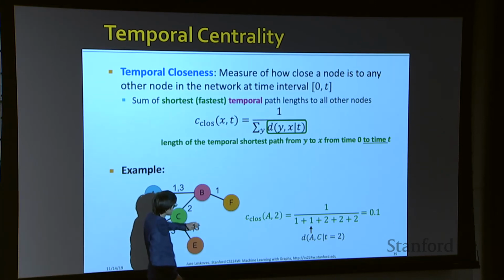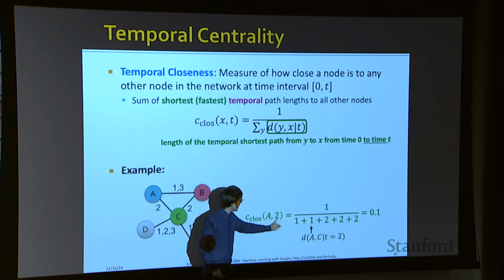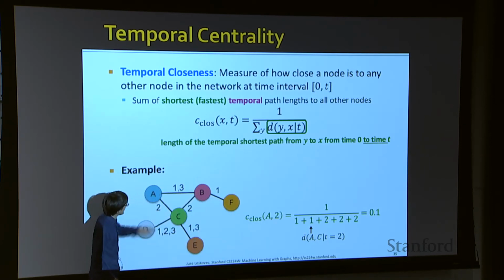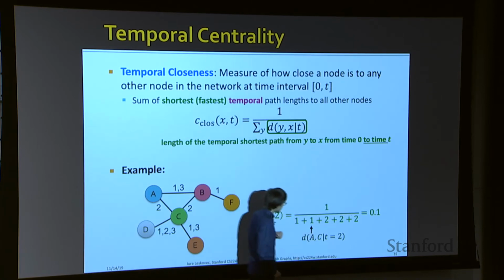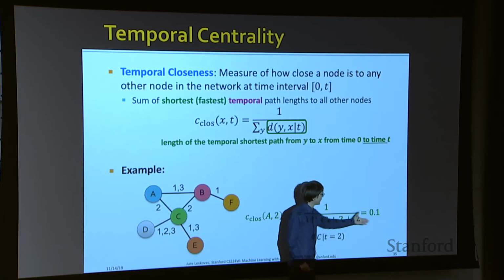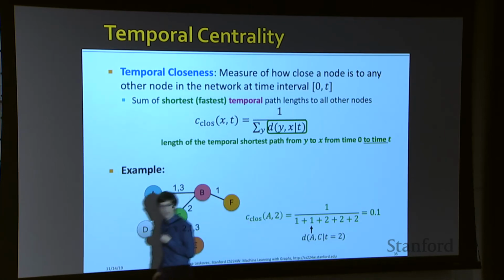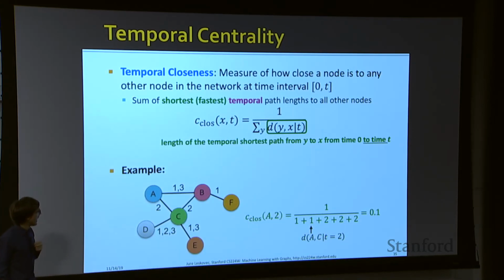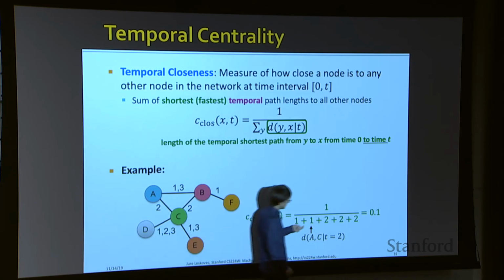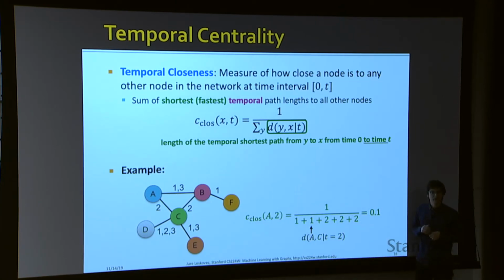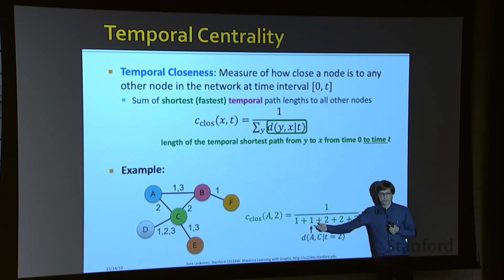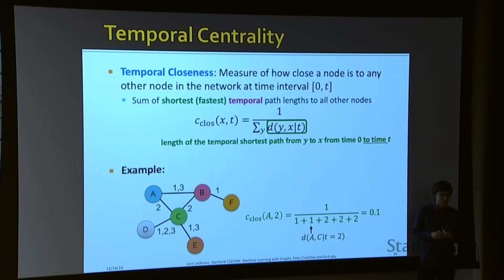So for example, here, if I ask, what's the closeness centrality of node A at time 2? Then I would basically ask, what is the shortest path distance between node A and any other node in the graph at time 2? Here are the distances. I would sum them up, do one over that, and this would be the closeness centrality. And the reason I did it this way is because higher is better, right? So higher value of centrality means you are more central, so you have shorter paths to everyone else, okay?